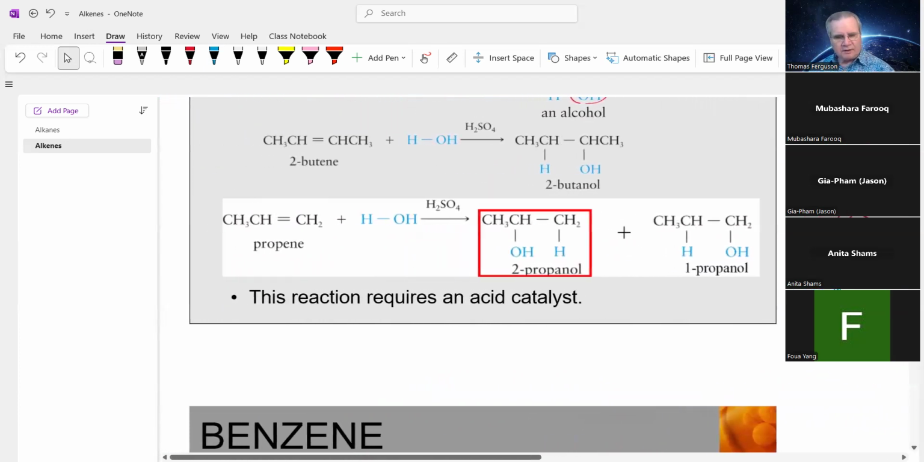Okay, so those are, and let me add one other thing. When we get into the next chapter on alcohols, all these reactions are two-way, forwards and backwards. The forward reaction is much more stable and favored.